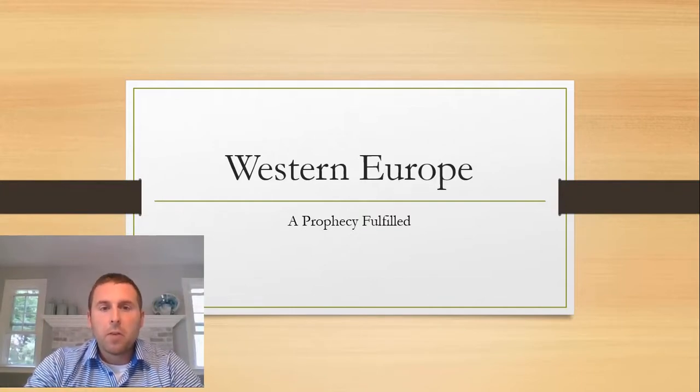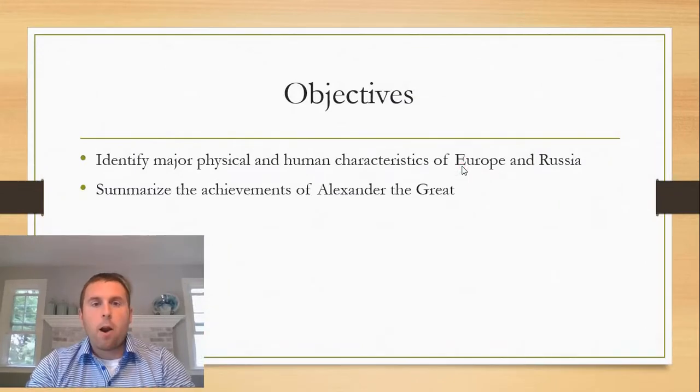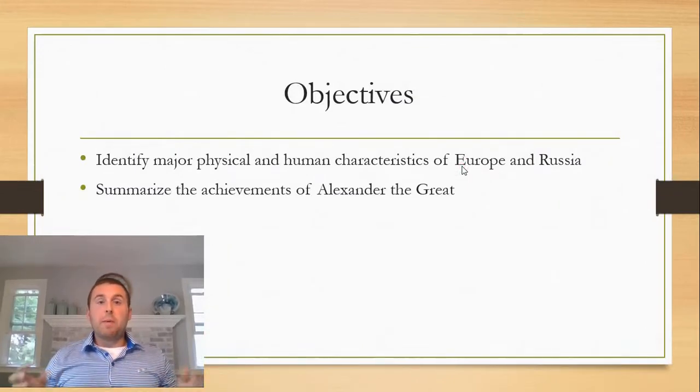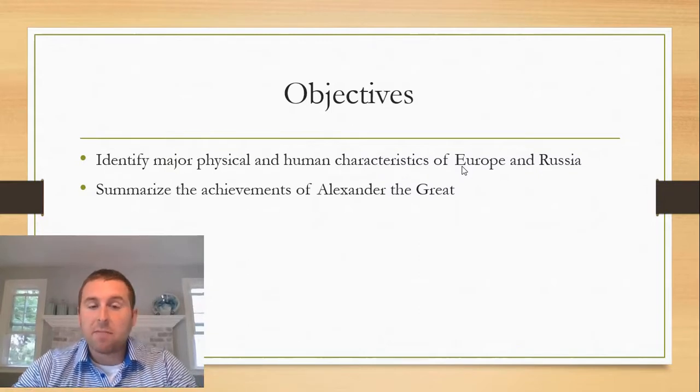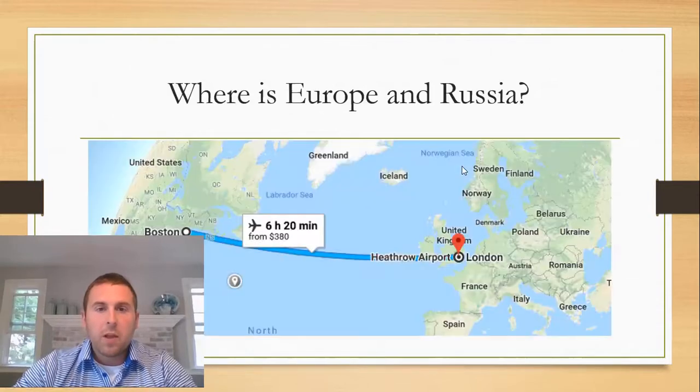All right, so we are looking at our objectives today. You should be able to identify major physical and human characteristics of Europe and Russia. Okay, and you should also be able to summarize the achievements of Alexander the Great. So by the end of this mini lesson, those are the two things that you should be able to do. All right, where is Europe and Russia?